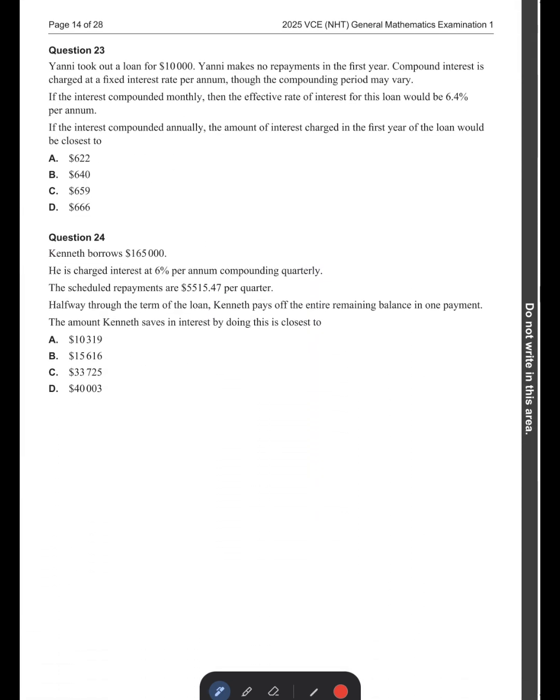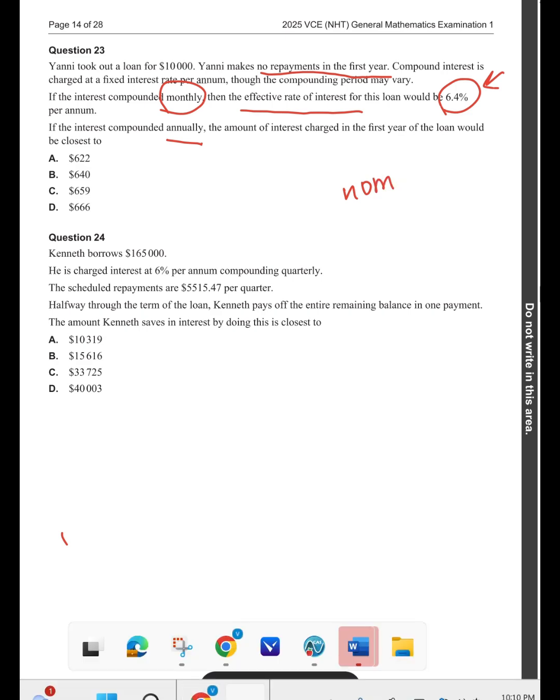All right, Yanni took out a loan of $10,000. Yanni makes no repayments in the first year. Compound interest is a fixed rate per annum, though the compounding period may vary. If the interest compounded monthly, then the effective interest for this loan would be 6.4% per annum. If the interest compounded annually, the amount of interest charged in the first year would be closest to. All right, so this is the effective interest rate. So I actually have to reverse that by finding my nominal rate.